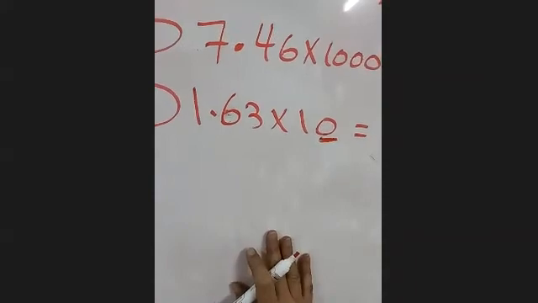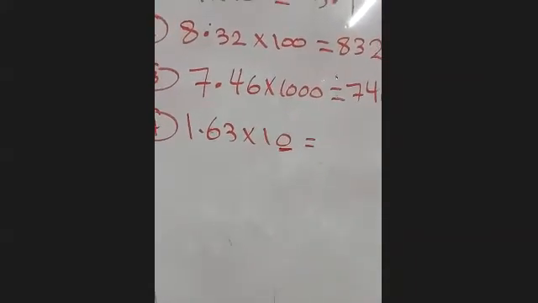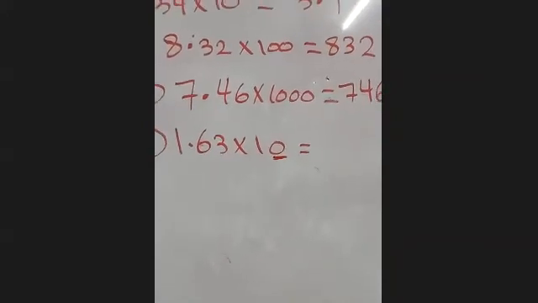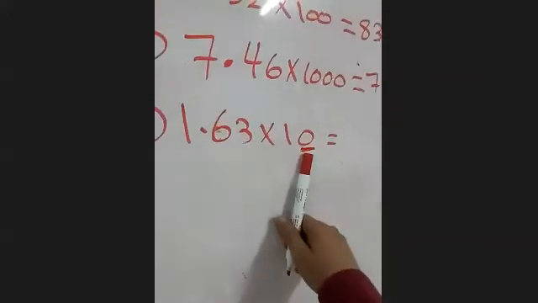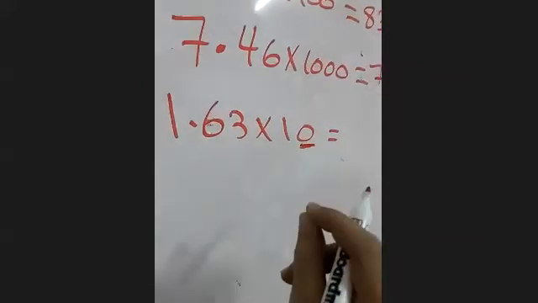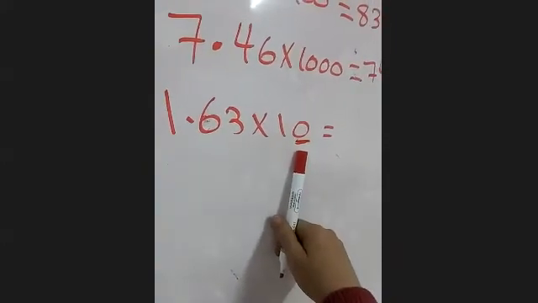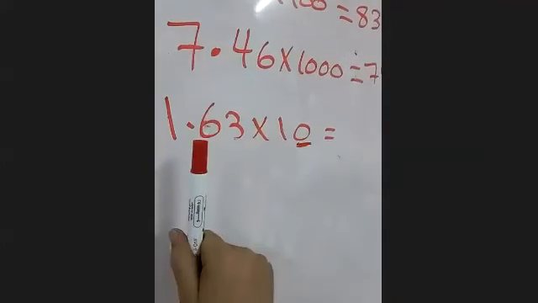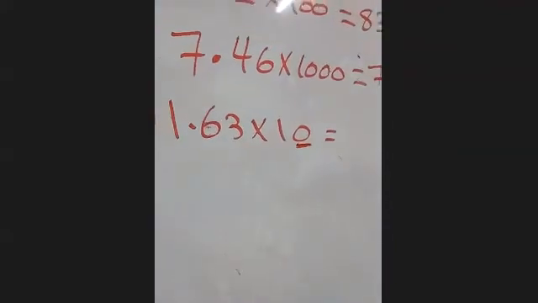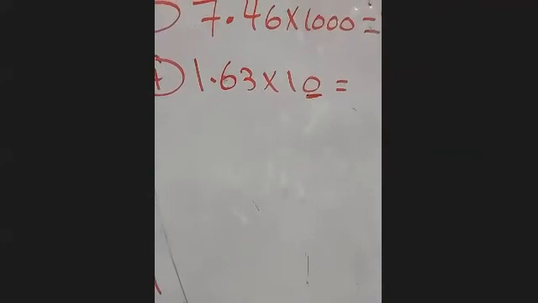It will be, no mister, it won't be 163. Focus. How many zeros do we have? We have one only, mister. Answer my question, don't talk more. How many zeros do we have? We have one. Push the decimal one digit. Where will it be? At the first.